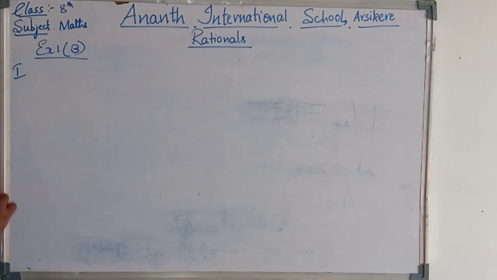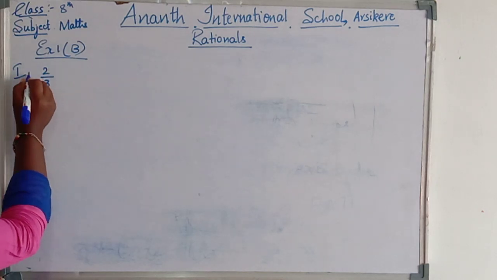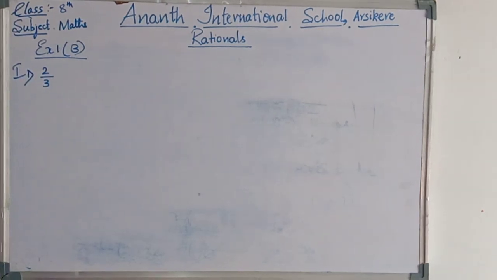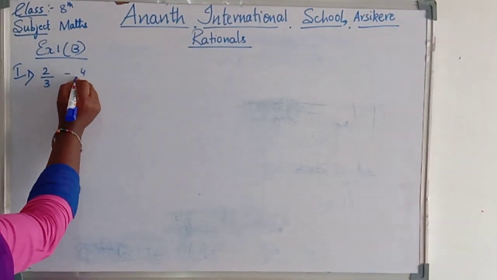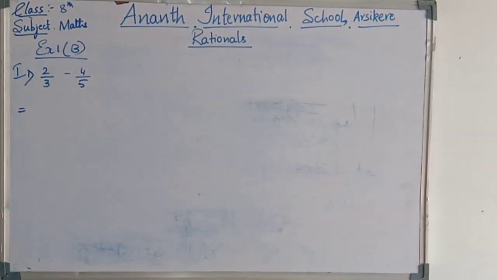See here, the first problem is 2 by 3 minus 4 by 5. These are the two rationals. So this is in the form of closure property. If you take any two rationals and subtract them, you will get another, new rational. This is the main definition of closure property. If you take two or more rationals in addition, then also you will get a new rational.